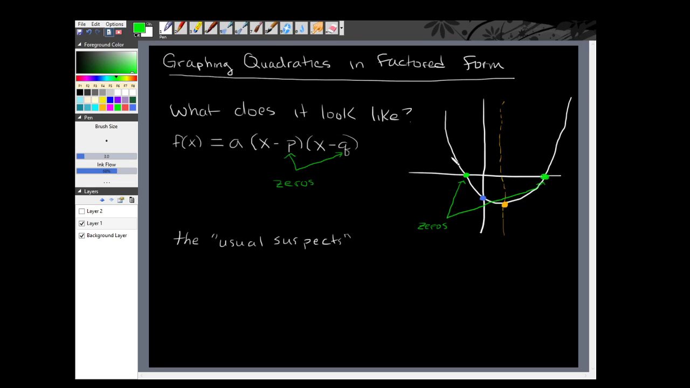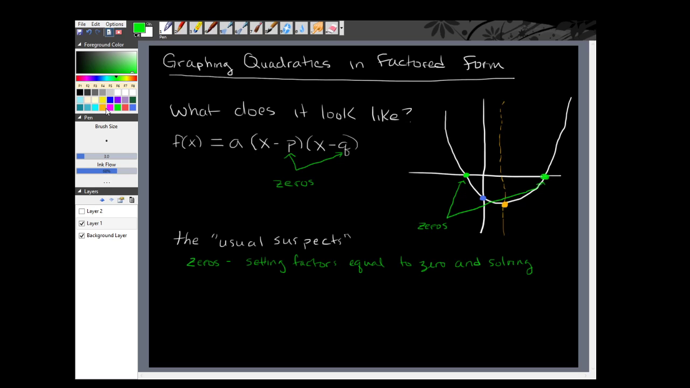Alright, so when we go to graph, we usually want 5 points. We get our usual suspects, is what I call those. So the zeros, again, you get them by setting the factors equal to 0 and then solving for them.